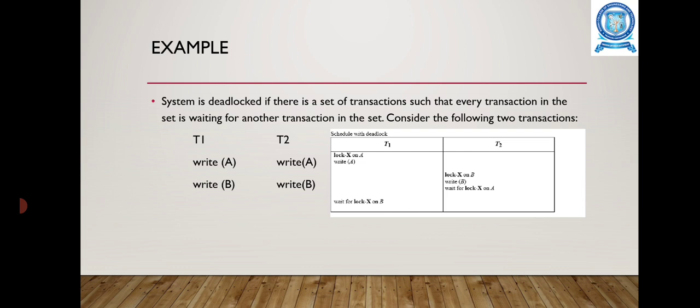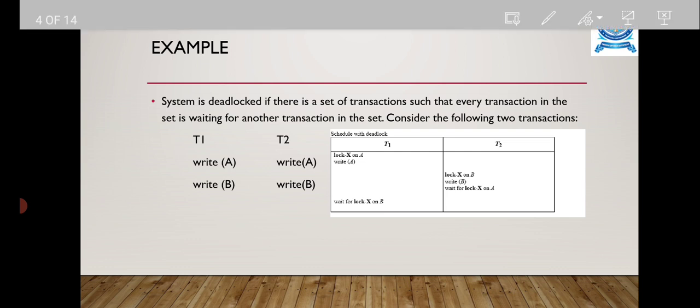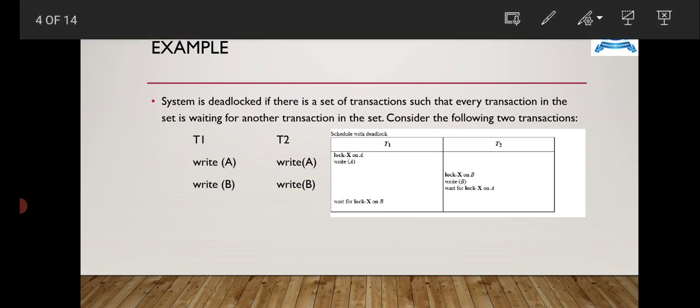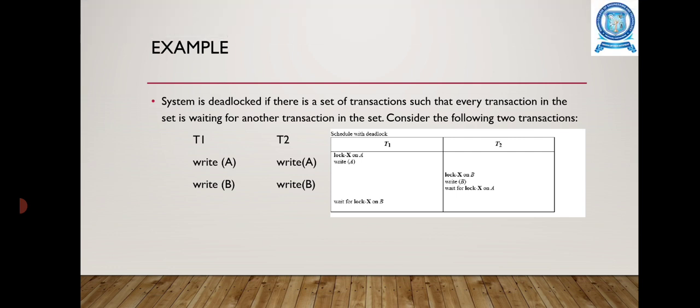In this schedule with deadlock, at the time of the T1 transaction, first the lock is made on the data item A. At the time the data item is updated, that is, write of A value is written. After that the transaction T2 makes a lock on data item B. At the time the data write for B happens. T2 waits for the data item, the T2 transaction is waiting for transaction T1 because the transaction T1 has made a lock on the data item A.